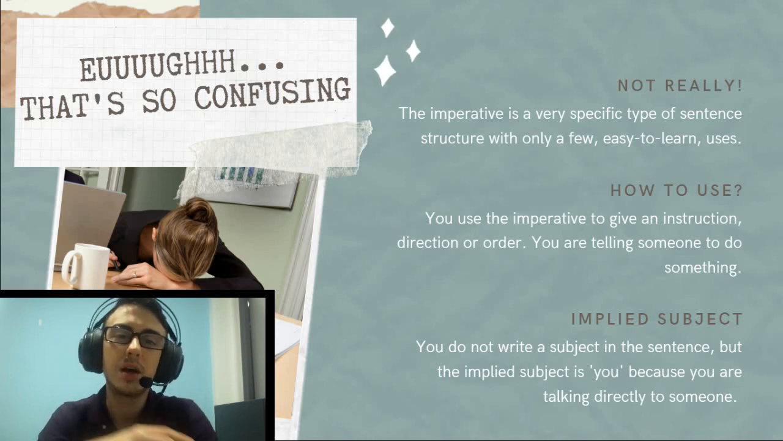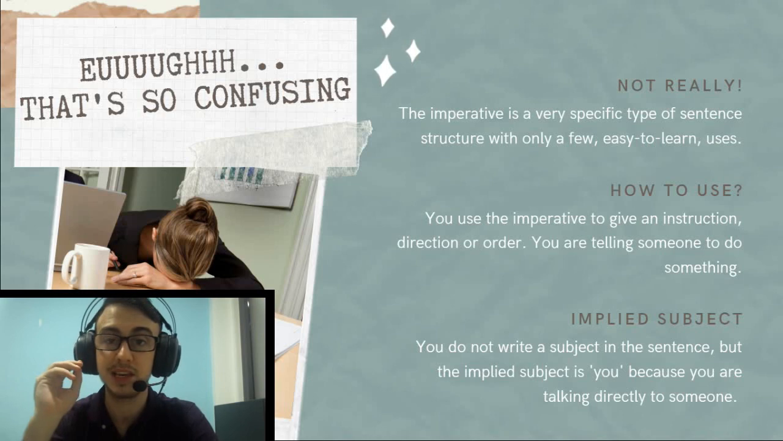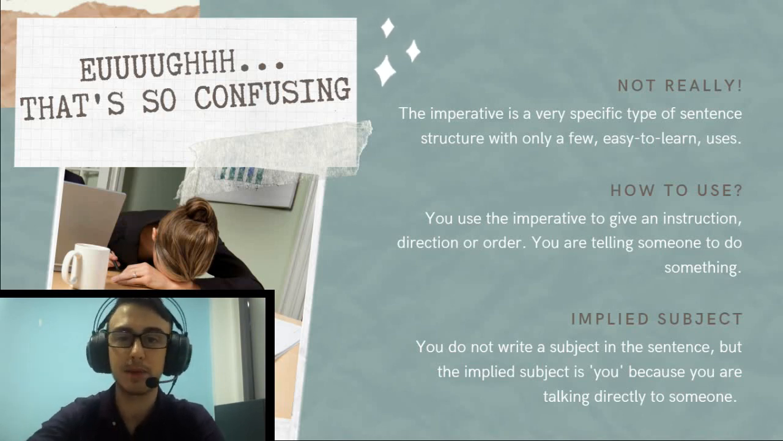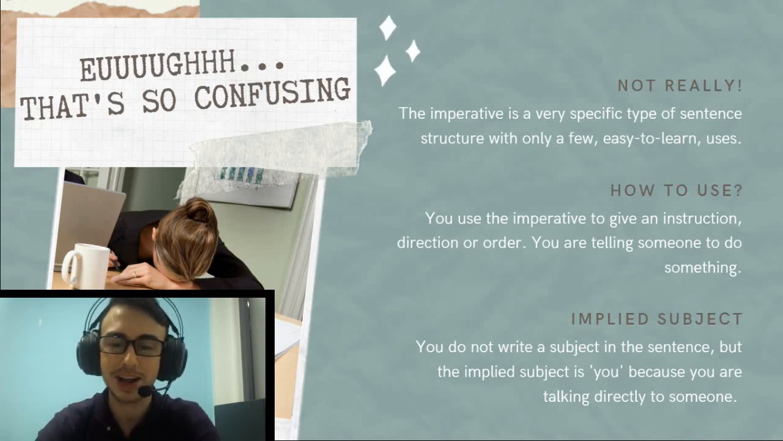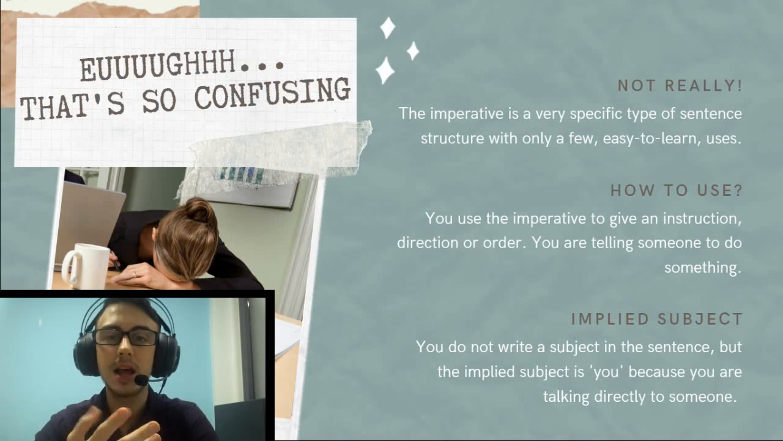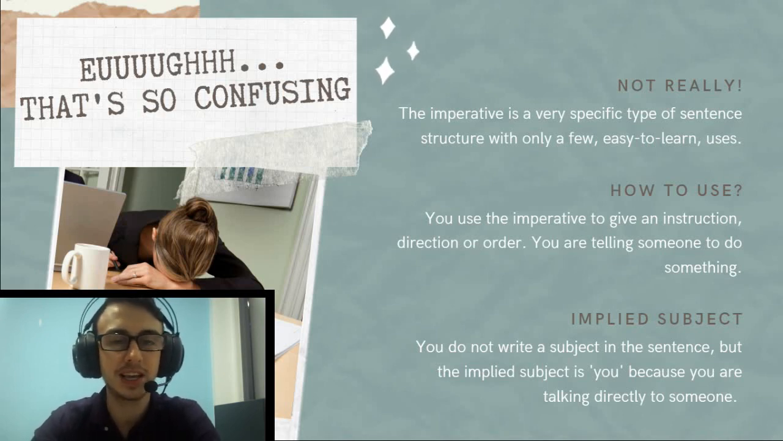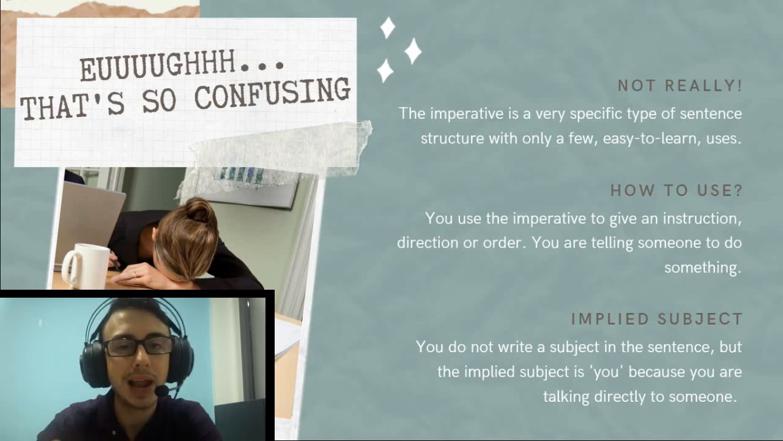Now, we use the imperative when we are speaking directly to someone. Me and my friend, say he is there, I am speaking to my friend. I speak directly to him. And because I'm speaking directly to him, the implied subject is you. The listener, my friend, knows I am talking to him. So the implied subject is you, but we don't write it.